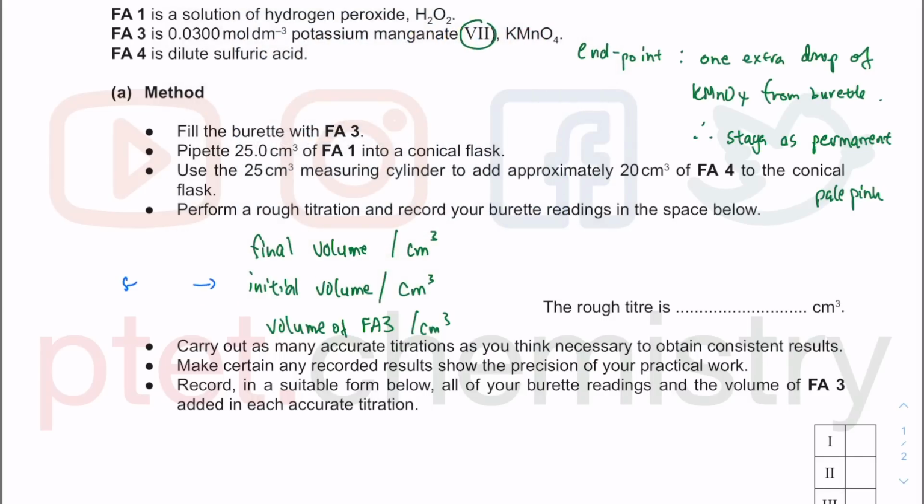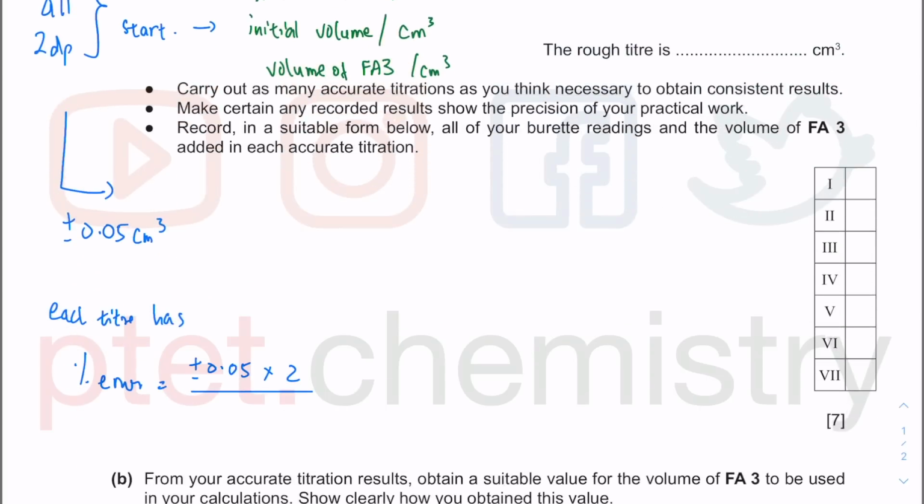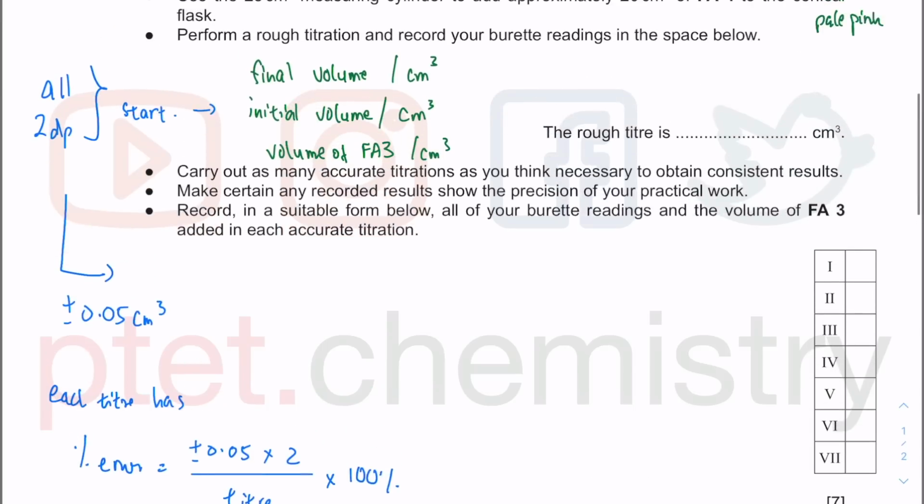Initial is at the start. You probably start from 0.00, but you could have started from 10.00. No worries at all. Whatever you do, all of them must be to 2 decimal places, and all of them must be to the nearest 0.05 cm cubed, such that your titer was obtained from 2 burette readings, and each titer has a percentage error from 2 different readings required. So you need to multiply the error in a single reading by 2, and then your titer is calculated from the difference of the final minus the initial reading.